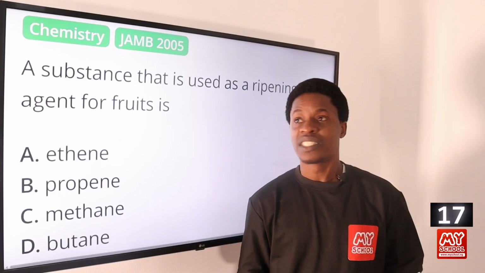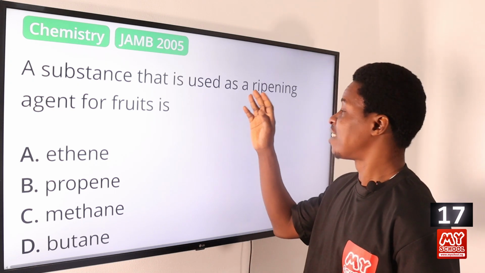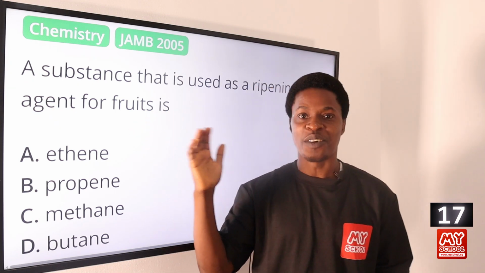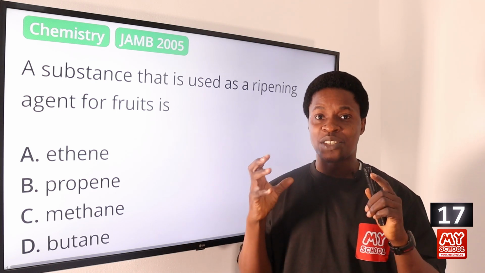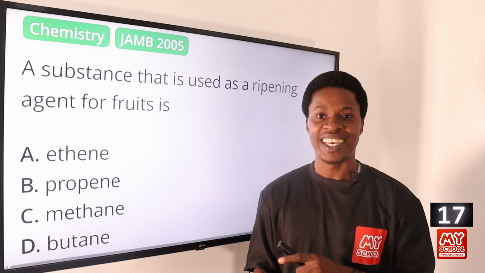Now let's move on to question 17. A substance that is used as a ripening agent for fruits is what? Of course, you can also find this in biology questions oftentimes. The substance is an alkene.